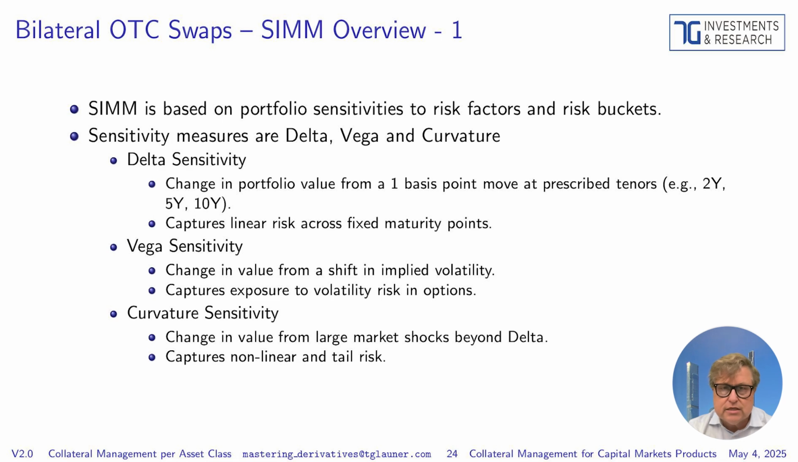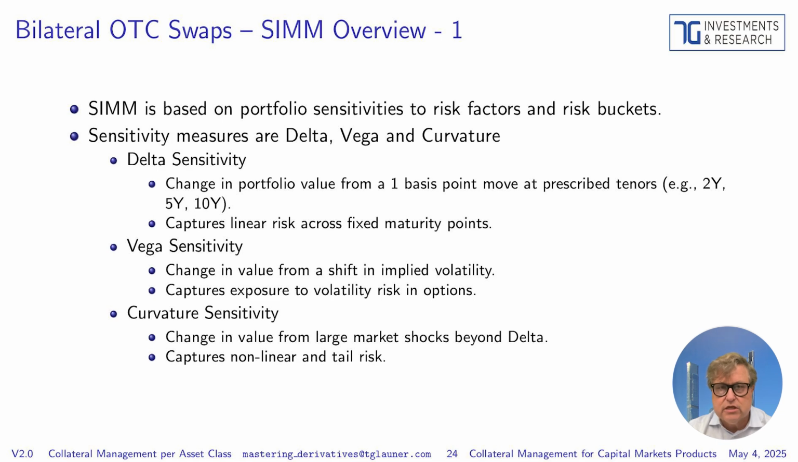So the ISDA SIM method focuses on portfolio sensitivities to various risk factors and organizes these into distinct risk buckets. The sensitivity measures within SIM include delta, vega, and curvature. Delta sensitivity refers to the change in portfolio value resulting from a 1 basis point move at specific tenors such as 2 years, 5 years, or 10 years. This measure captures linear risk across fixed maturity points.